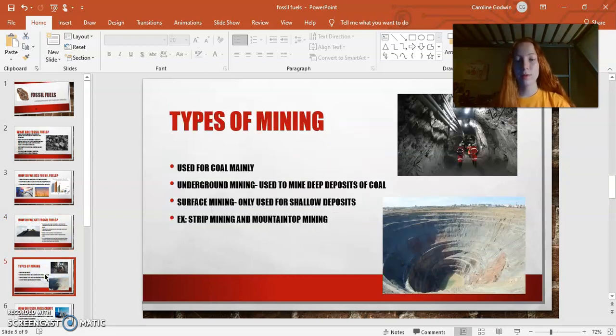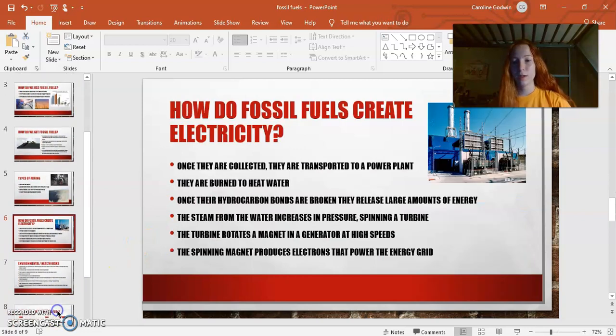Now, coal is typically mined, and there are two main types of mining: underground mining, which is used to mine deep and rich deposits of coal, and then surface mining, which is only used for shallow deposits of coal. An example of surface mining would be strip mining and mountaintop mining. Up here in the right-hand corner, we have a picture of an underground mine, and then below it we have a picture of a strip mine.